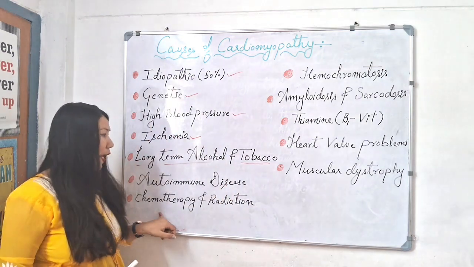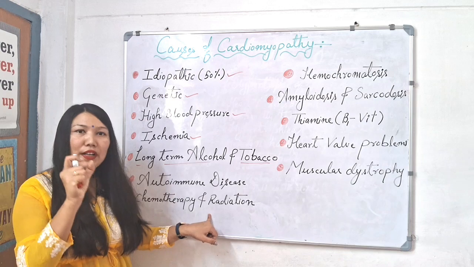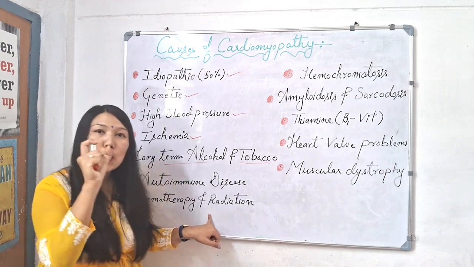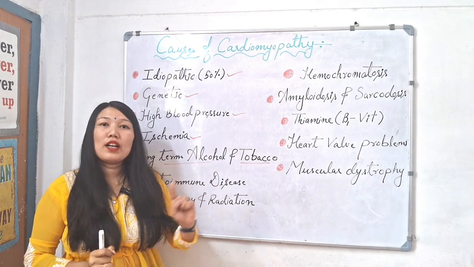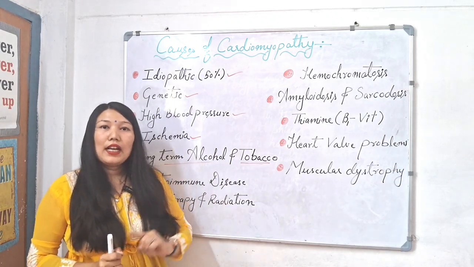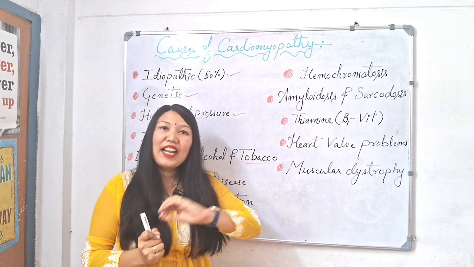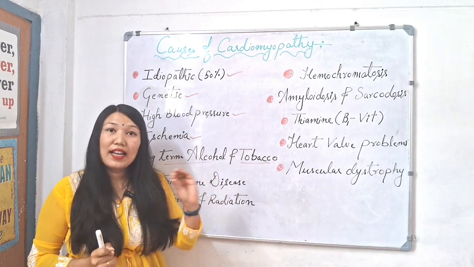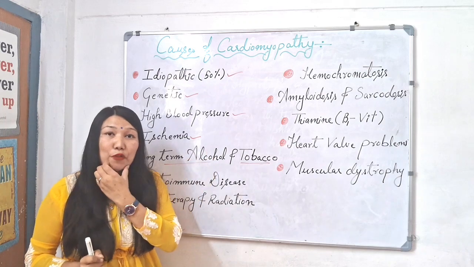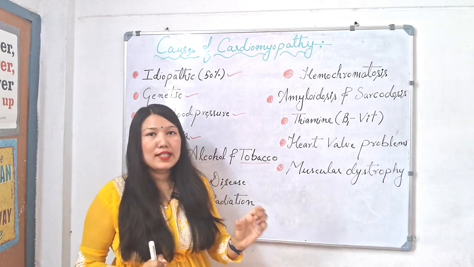Next we have chemotherapy and radiation. Chemotherapy drugs, for example doxorubicin. Doxorubicin is very harmful to our cardiac cells. It creates an extra workload on our cardiac cells. So doxorubicin is very harmful to our cardiac or myocardial cells.